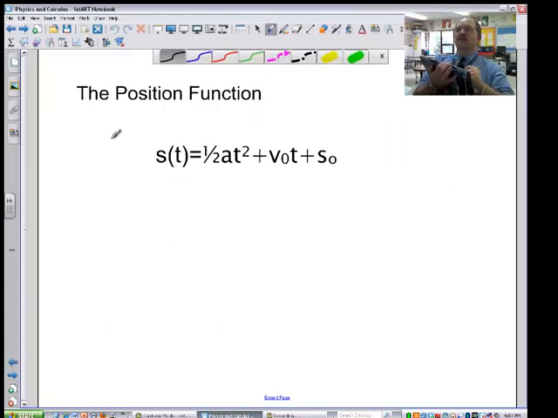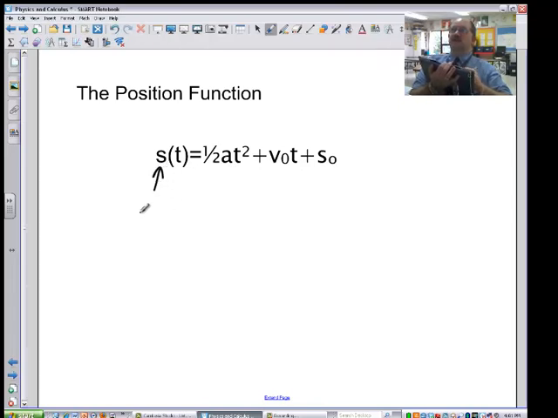The position function will give us the position of an object over time. It depends on the acceleration, the velocity, and the initial position. So basically this is s, which is the position. That's what the book tends to use, s for position. I'm not sure why, but we'll go with it. So position as a function of time is based on a, the acceleration.